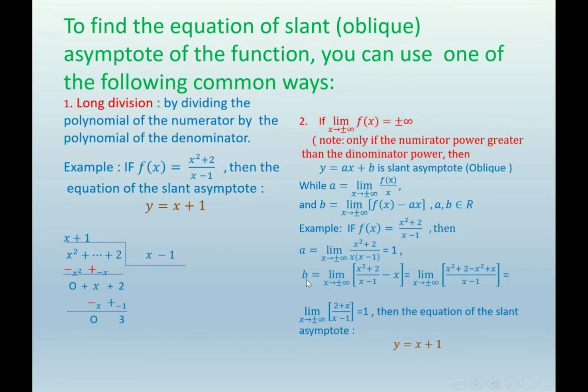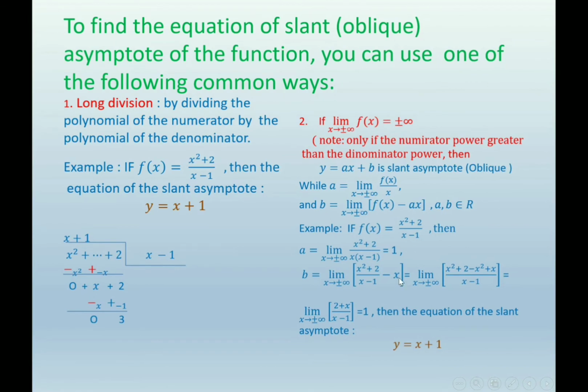You can use the other rule to find b, which is the limit when x approaches plus and minus infinity of the whole function f of x minus ax. A is 1, you can write it or no need, multiplied by x from the rule. This x from the rule is always supposed to be x.